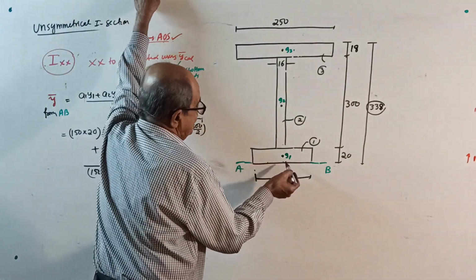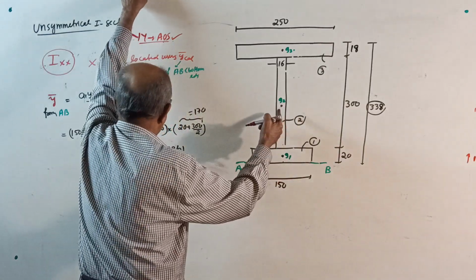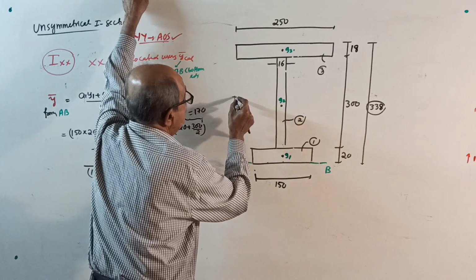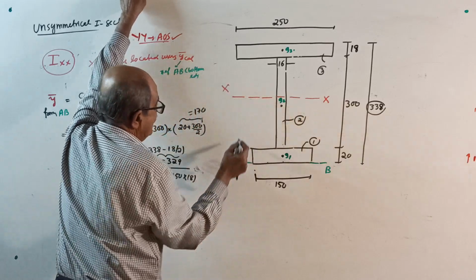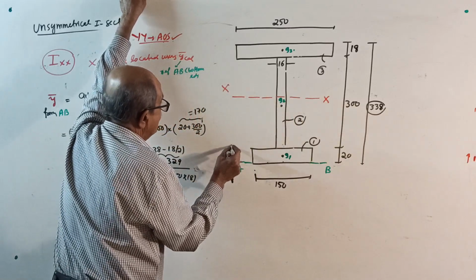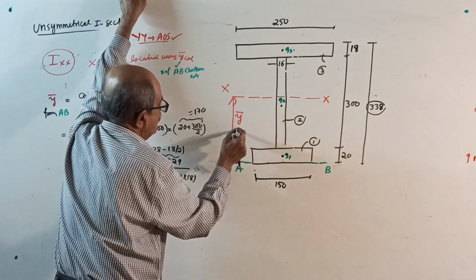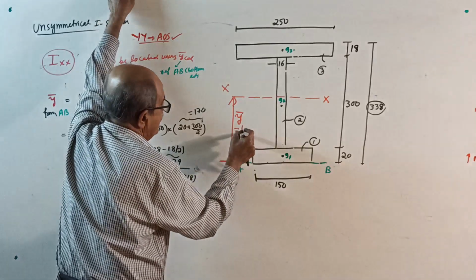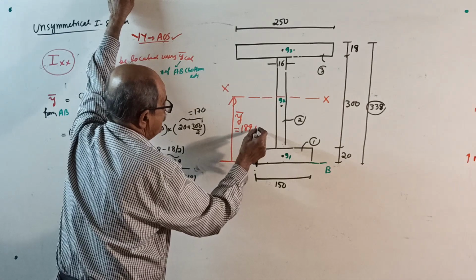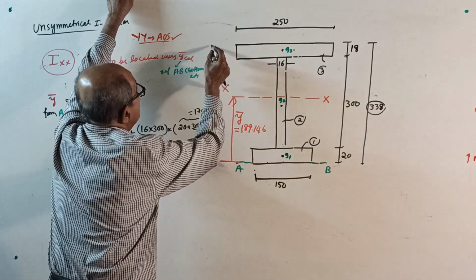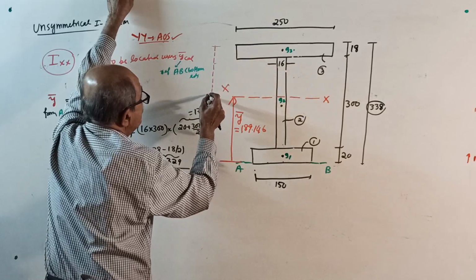189.146 means, see, 20 plus 150 is 170, so a little above. That you require for location. Okay, locate XX here. Now very, very important. This is your Y bar, equal to 189.146. This distance you write only for understanding purpose. Don't use it. Should not use it now.